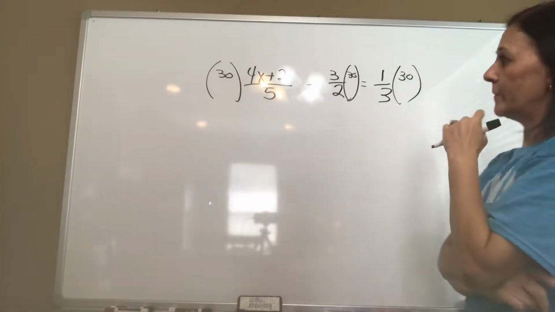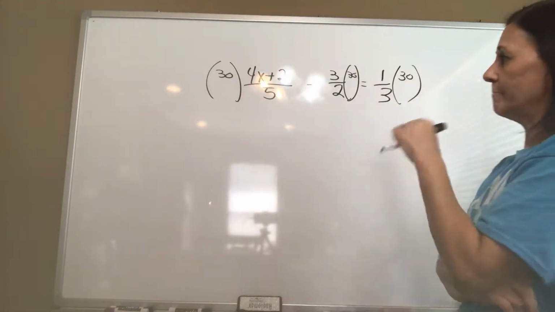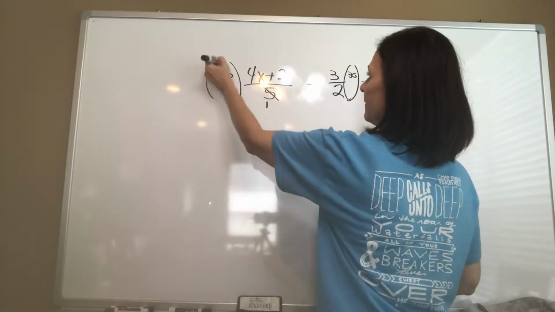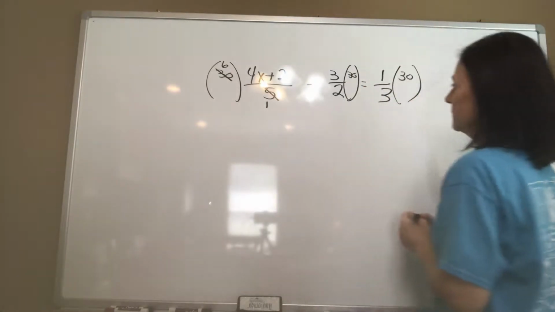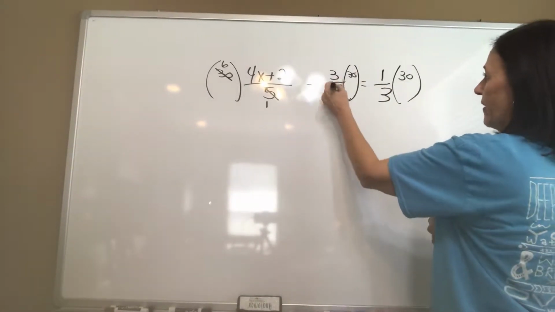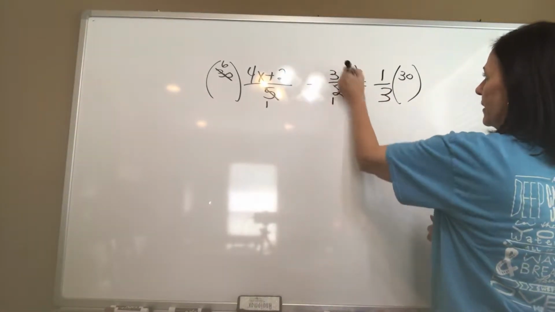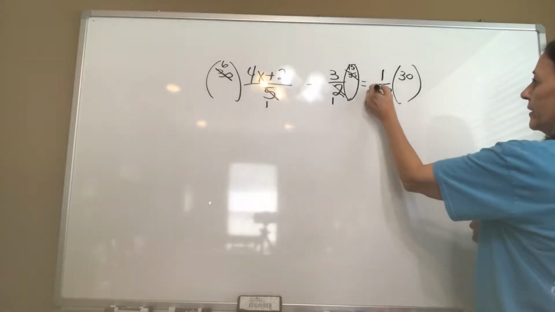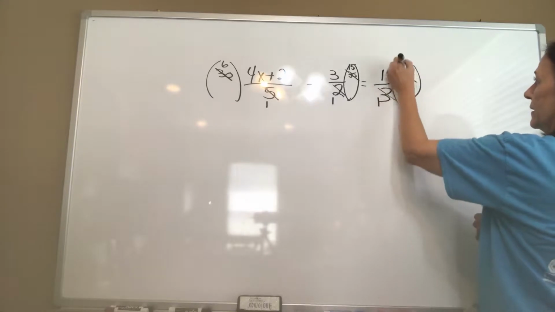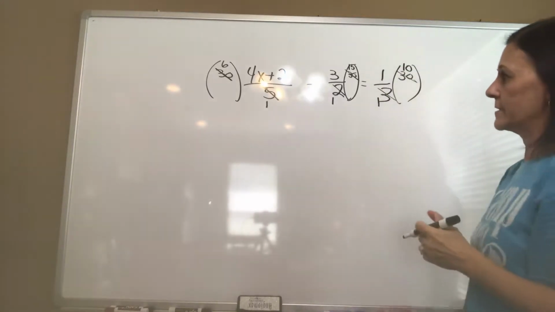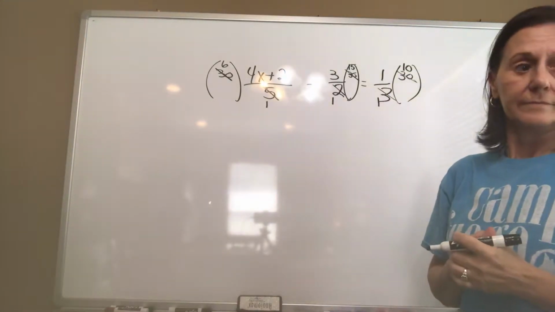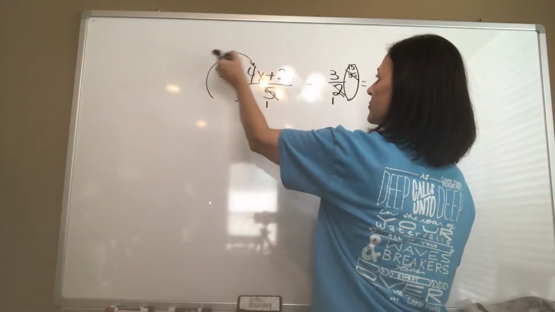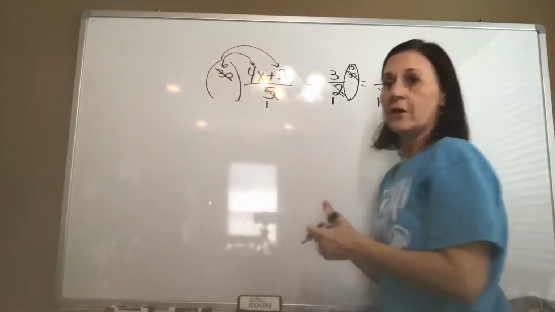But before we multiply, we always simplify. So we can simplify this 5 and the 30. 5 goes into 30 6 times. We can simplify the 2 and the 30. 2 goes into 30 15 times. And the 3 and the 30. It goes into 30 10 times. Now here's what's different. This 6 has to be distributed to both of the terms in the binomial.